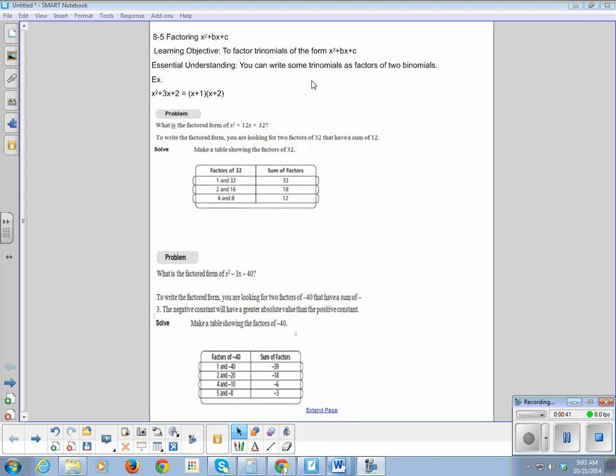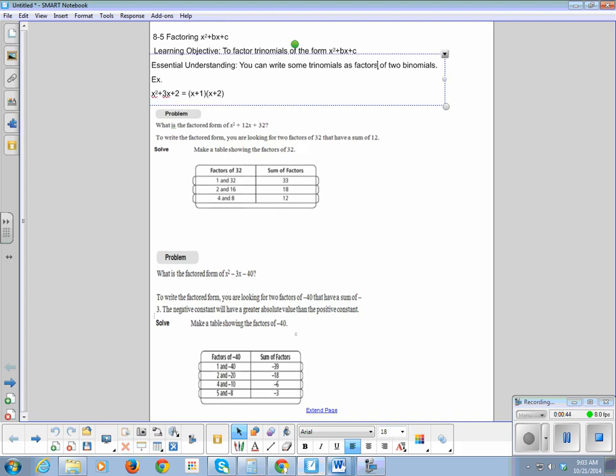Our essential understanding is that you can write some trinomials as a product of two binomials. Trinomials means you have three terms like this, so that's x squared is 1, 3x is the second one, and 2 is the third one. So because it's 3, like a tricycle, it gets to be called a trinomial. And we can write it as a product of two binomials, which binomials means two like a bicycle. X is 1, plus 1 is the other. That's a binomial, times x plus 2.